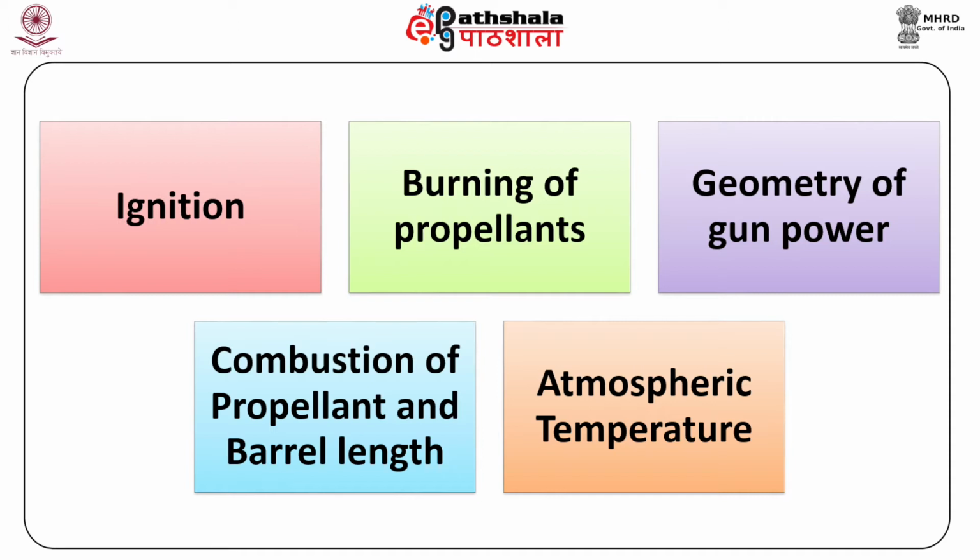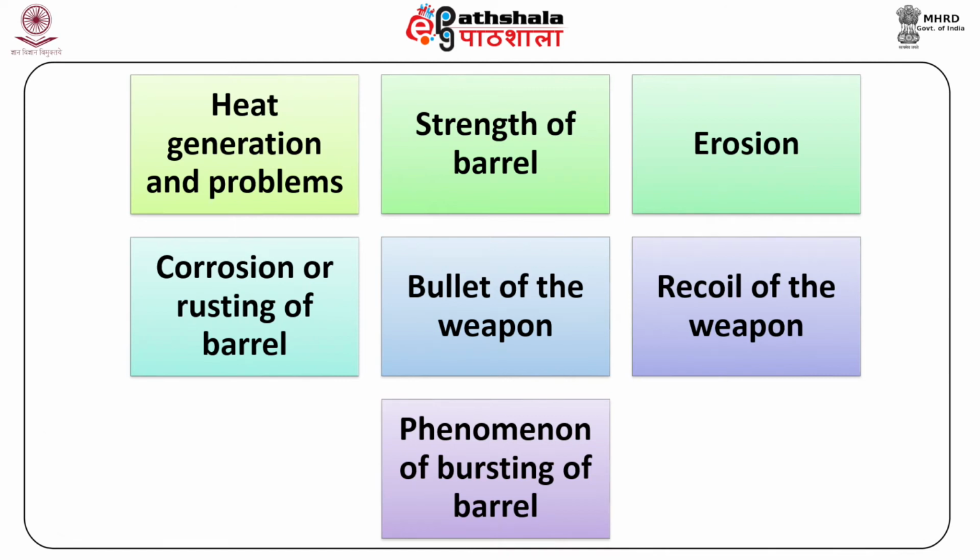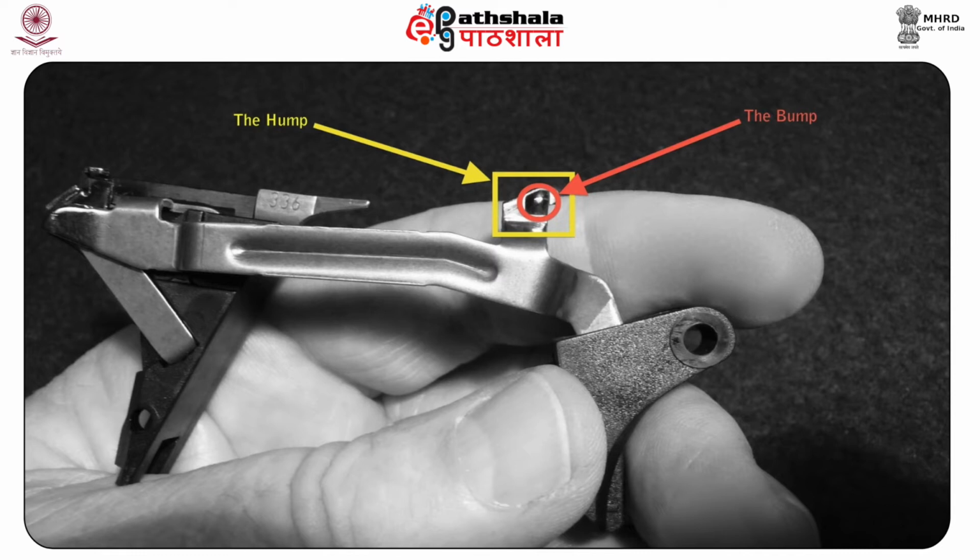Ignition, burning of propellants and geometry of gunpowder, pressure and its measurement, atmospheric conditions like temperature, shape of cartridges, density of loading, twist of rifling, bullet fit and velocity of bullet at muzzle, heat generation and problems, strength of barrel, erosion, corrosion or rusting of barrel, bore of the weapon, recoil of the weapon, and phenomena of bursting of barrel. Now let us discuss them in detail.